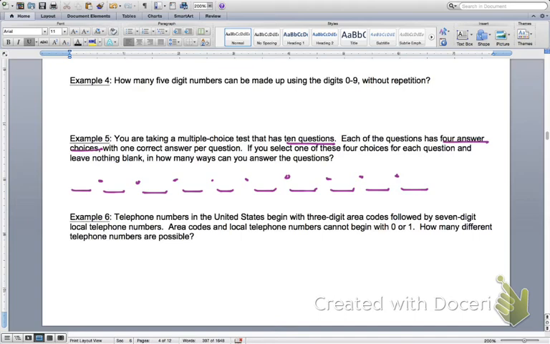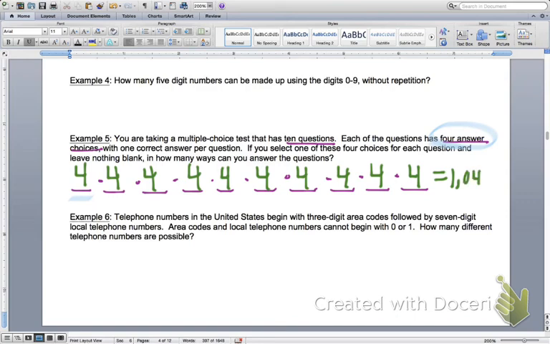Now, how many options do I have for question 1? So there are 4 answer choices. So I'm guessing A, B, C, or D. So I have 4 choices for the first question. Next question also has 4 choices, so all of these will be 4s. I have 4 choices to make for each question. And this is just really 4 to the 10th power. So let's go ahead and figure out what 4 to the 10th power is. It's going to be a fairly large number. It's going to be 1,048,576.